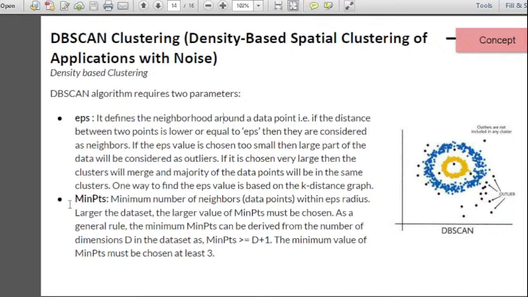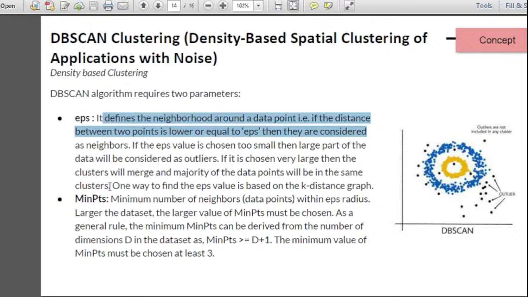Now the number of elements is defined by minimum points, the minimum number of neighbors within the EPS radius. So these are the two things that you have to remember. EPS is the distance: you define that within 1 unit, 1 centimeter, or whatever the unit is, I'll check if there are 15 points, then they will be considered as one neighborhood.